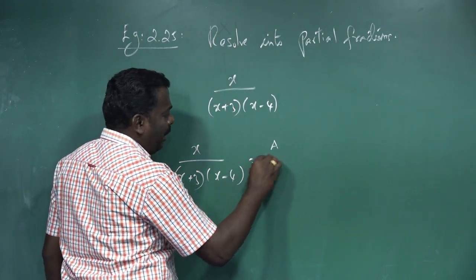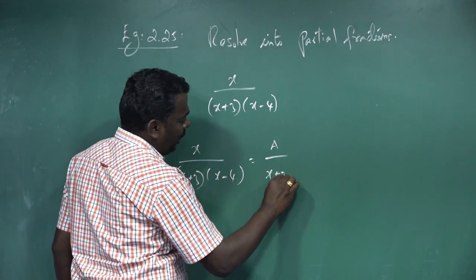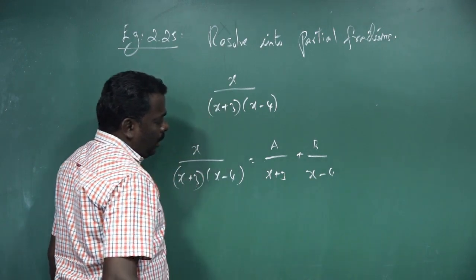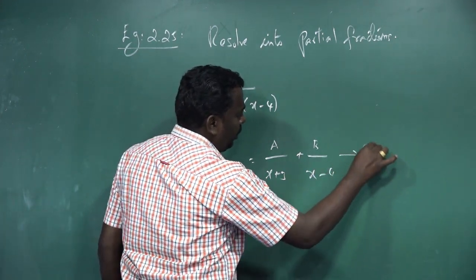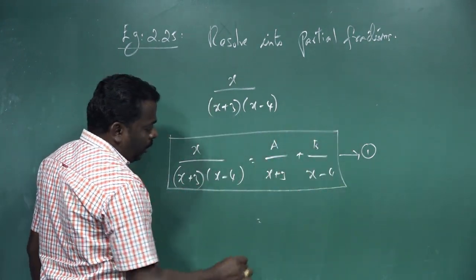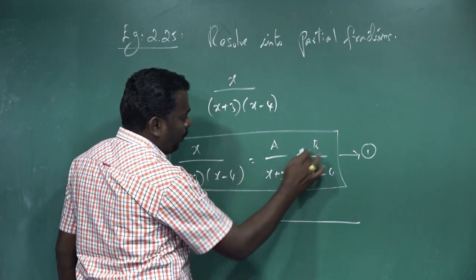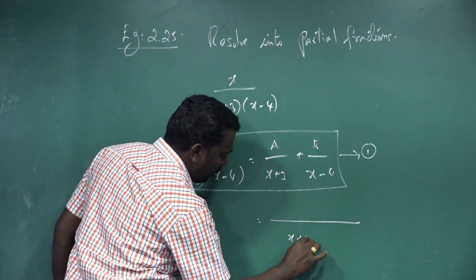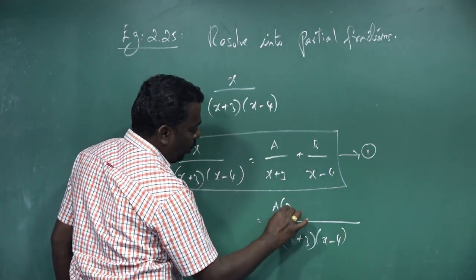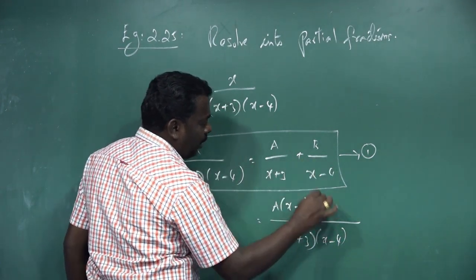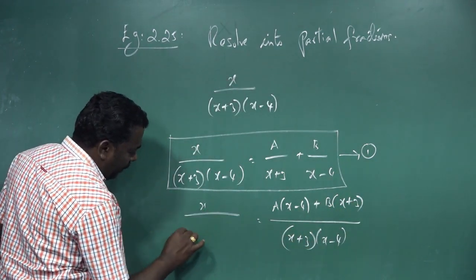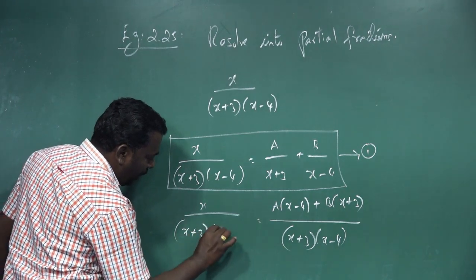First, a by the first denominator x plus 3, plus b by the second denominator x minus 4. Call this equation 1. Now taking the common denominator, we just have to cross multiply the denominators. Therefore, x plus 3 into x minus 4 is the denominator. Cross product terms: a into x minus 4 plus b into x plus 3, that is equal to x by x plus 3 into x minus 4.